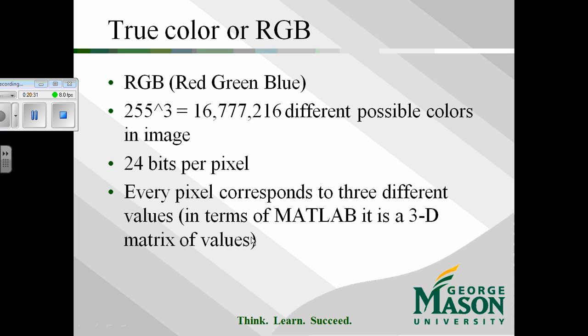And last we have the true color, or red, green, and blue. So here we have that same 1 byte per color. We have 1 byte of red, 1 byte of green, 1 byte of blue. So we have 256 possible states, from completely dark to full red, completely dark to full green, completely dark to full blue, raised to the 3rd power for each of the possible colors, giving us about 16 million different possible colors.